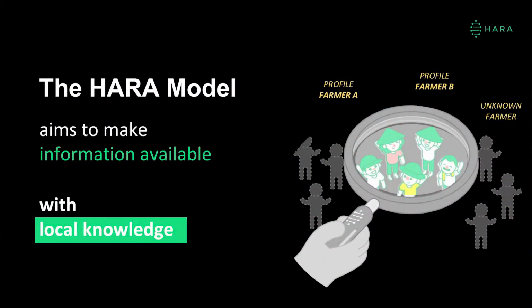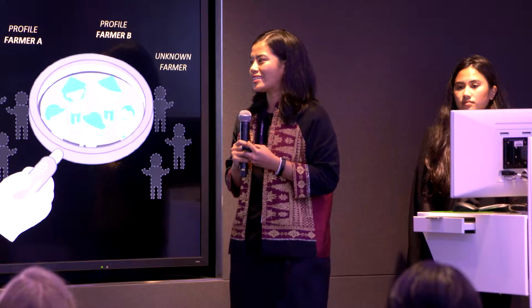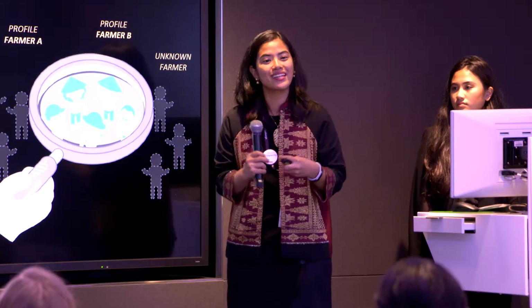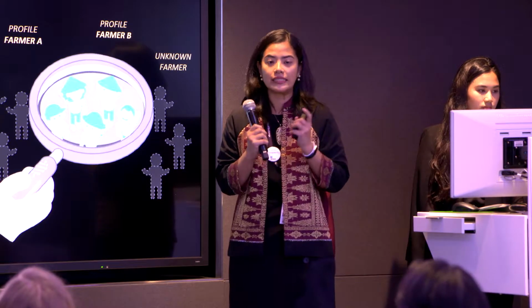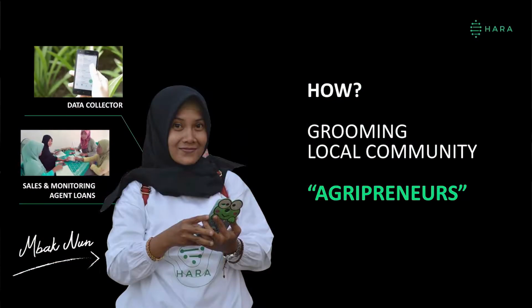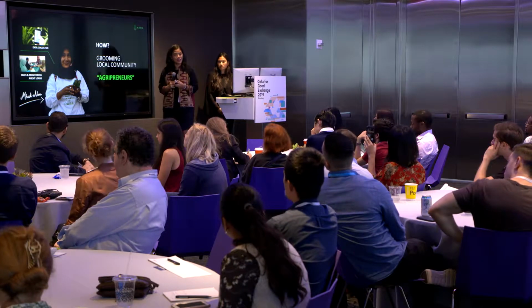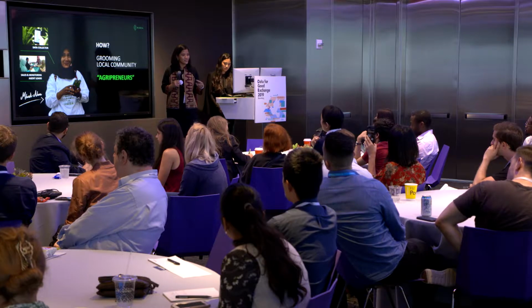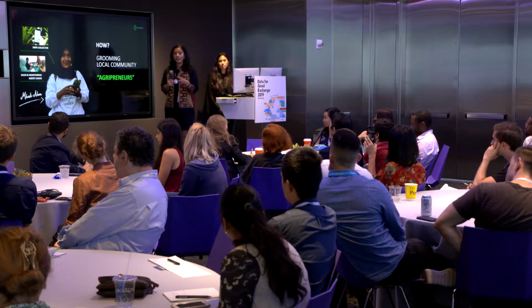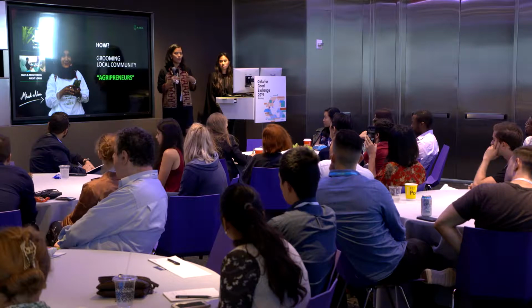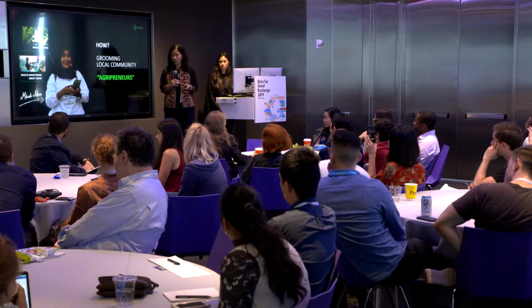So this is actually where Hara comes into the picture. Our mission is simple. It's to make information available, and we do this to make the invisible become accessible. And how? Through data. Data is key. We facilitate this process by grooming local community members, what we call Hara's field agents or agripreneurs. They essentially come to their neighbors, the farmers, and collect data. And the data is then used to open up opportunities for the farmers to apply for loans.